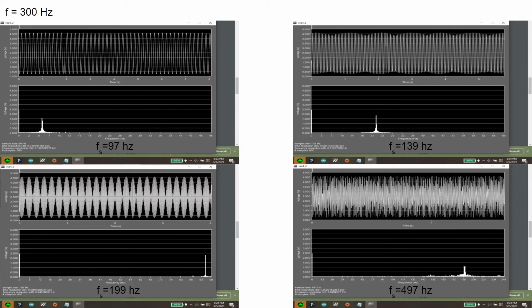Finally, we have the plots of a signal frequency of 300 Hertz. In this case, all four plots of sampling frequency from 97 Hertz to 497 Hertz are all aliased.